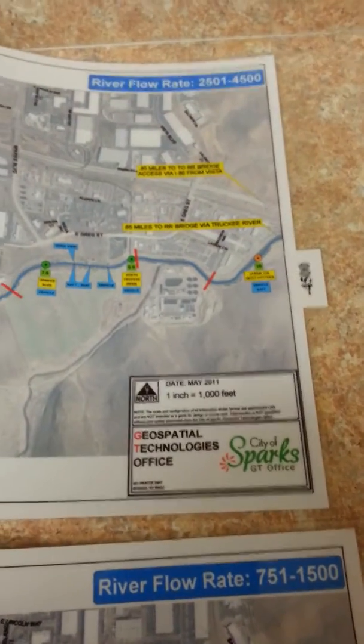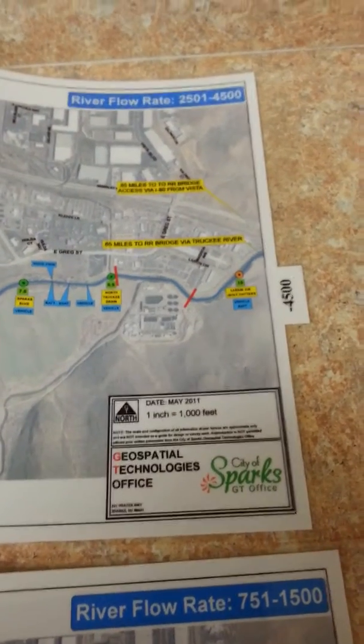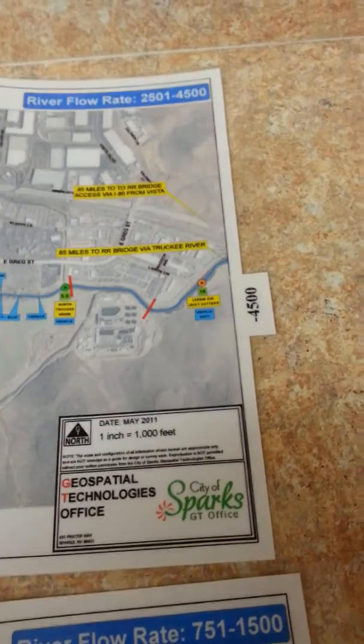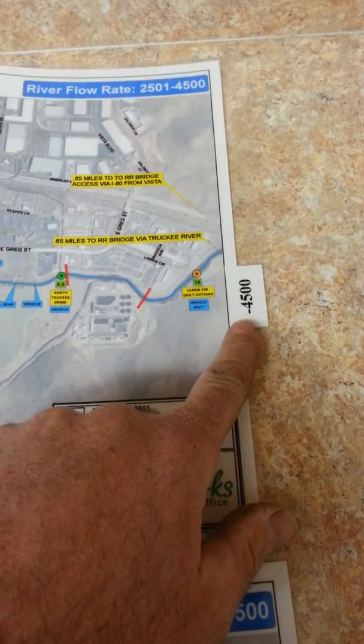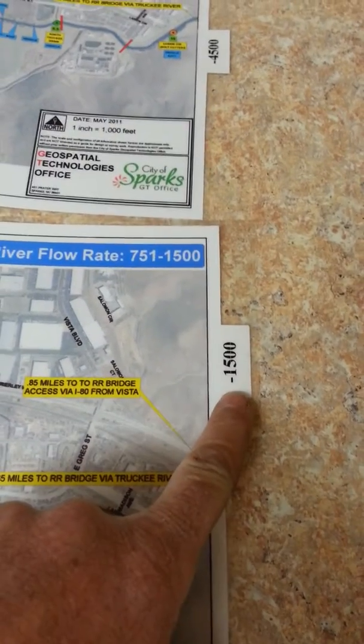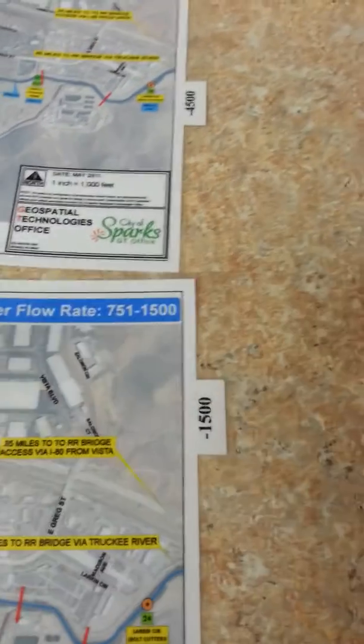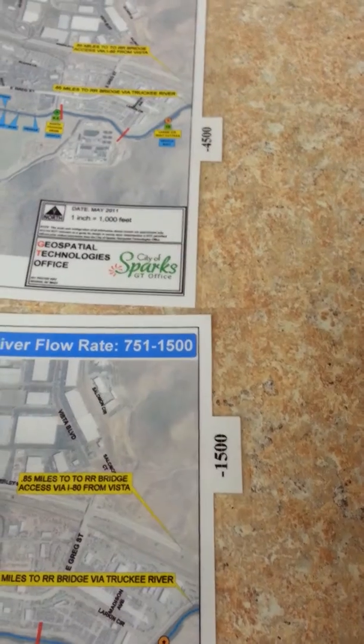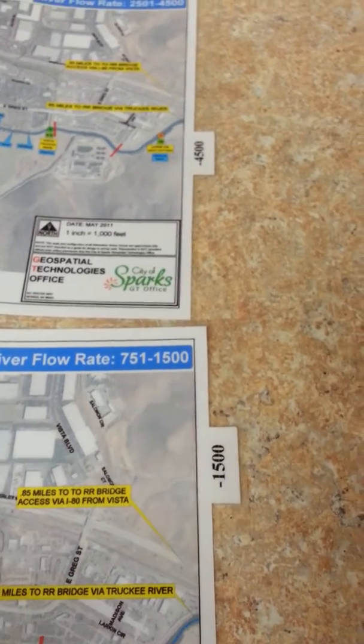Now let's compare the difference between two flow rates. One, say at 4,500 that we looked at before, and one that's around 1,500 that we'll look at now. And we'll compare the two and see if we can't illustrate the benefits of using this map.